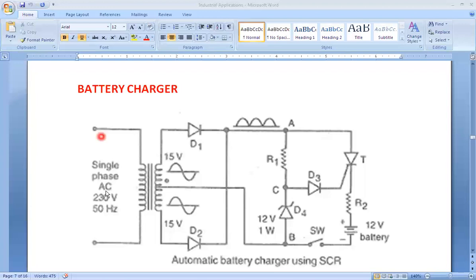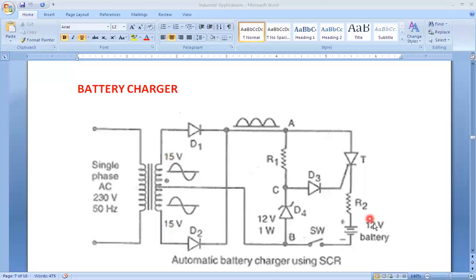So here, this is a single phase transformer. The input to this transformer is a single phase AC 230 volt 50 hertz supply. Then the output of the transformer is a step down voltage, that is 15 volt and 15 volt. The upper secondary winding has 15 volt AC and the lower secondary winding also has 15 volt AC.